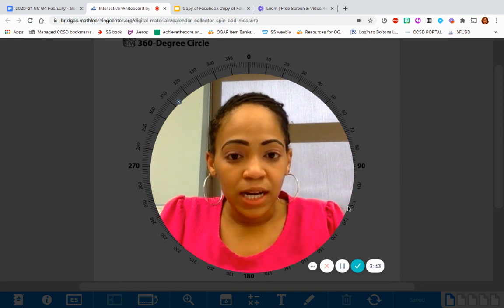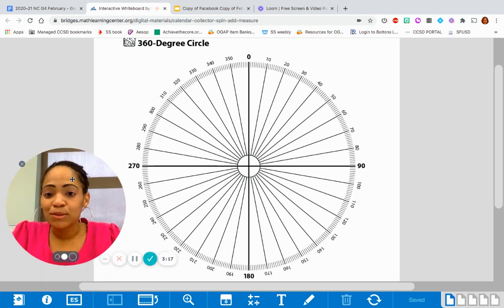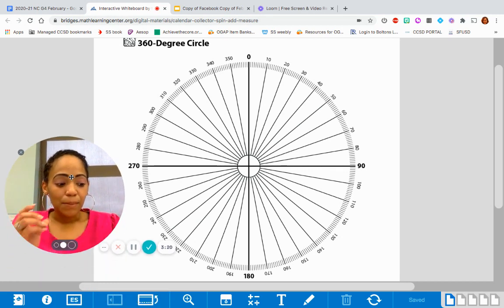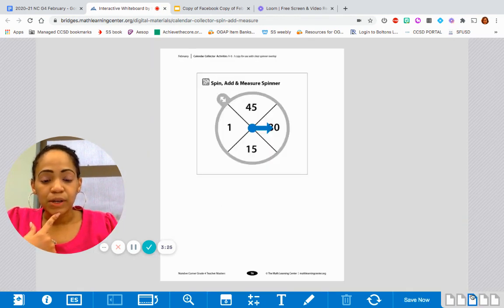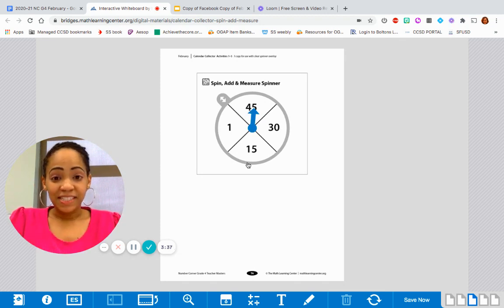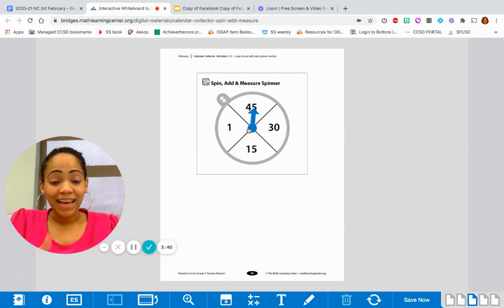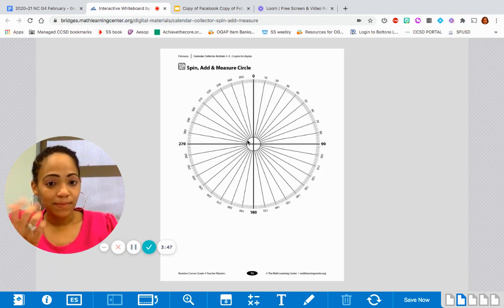So we're going to collect degrees this month, and I'm going to model how to do that in just a moment. But first, I want to show you the spinner. Here's the spinner that we are going to use this month to make our collection. And look at the numbers. See if I can move the arrow a little bit. We have 1, we have 45, 30, and 15. Whatever we spin, that's how many degrees we're going to collect that day.